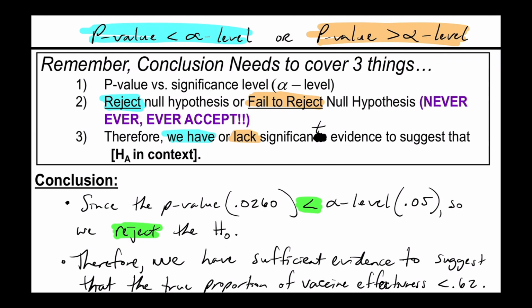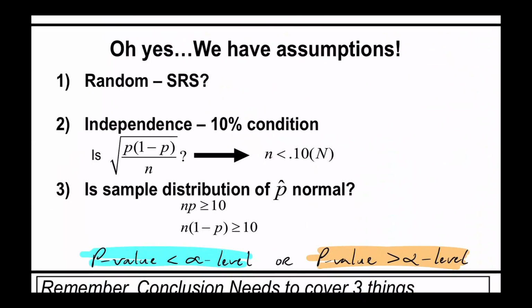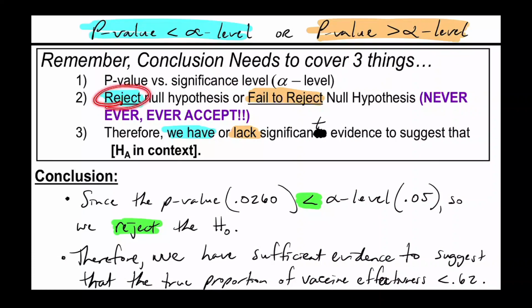So the way we tell if we reject or fail to reject, or if we lack evidence, is by the p-value, right? Comparing the p-value to the alpha level. If we have a p-value that's smaller than alpha, we're always going to reject. Therefore, we have significant evidence or sufficient evidence to suggest that, and then we put this in context, in words. We have to change that to words, whatever the null or the alternative hypothesis was.